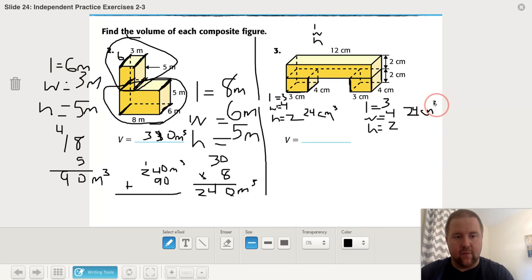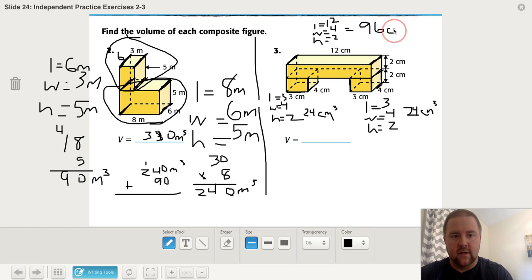Now the top one, we have, again, a length of 12 centimeters. We have a width that we're missing here. This is my width. I don't know that. Look across. Don't know that one. Look across. Don't know that one. Look across again. That's a 4. So that's a 4. And then my height is 2. So when I multiply those together, I'm going to get 96 cubic centimeters.